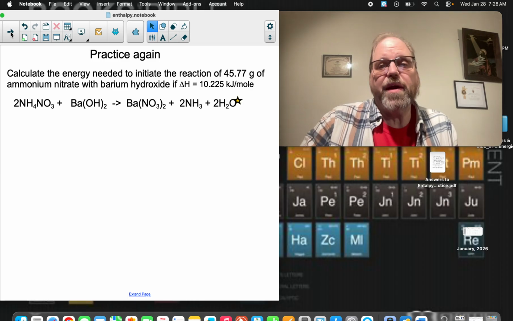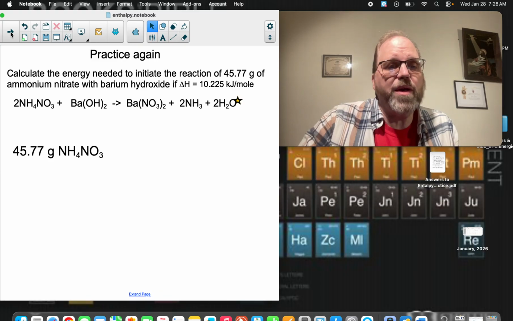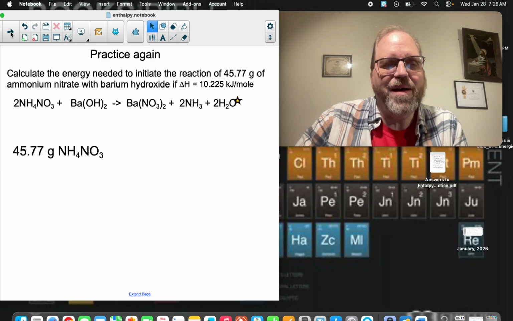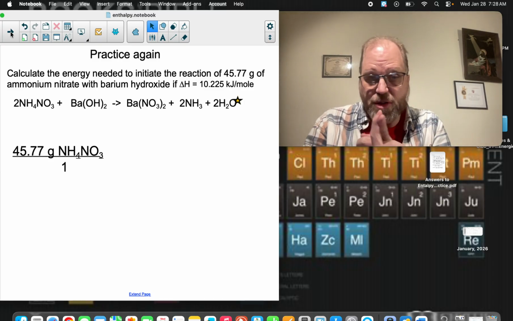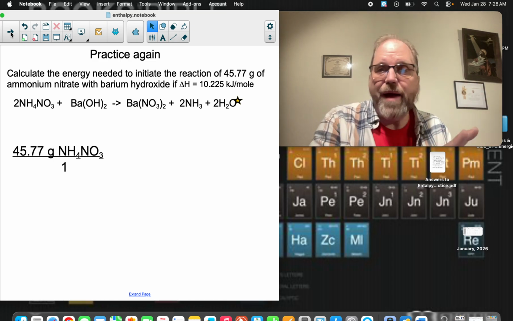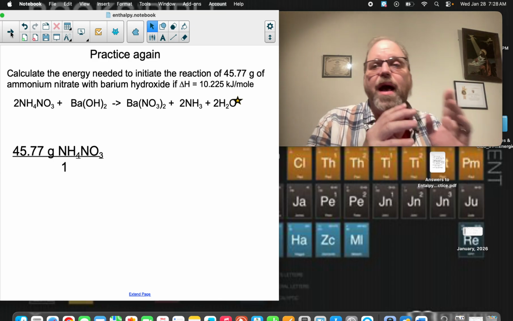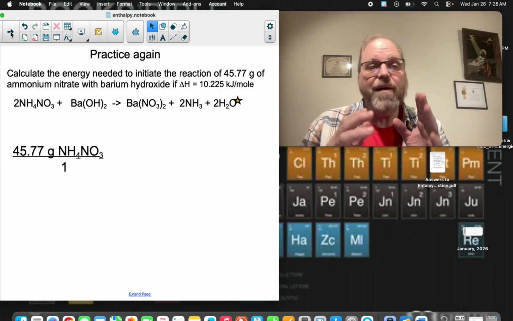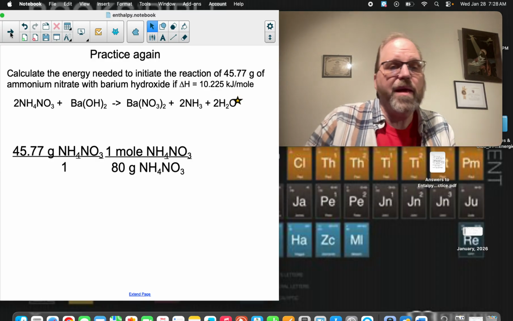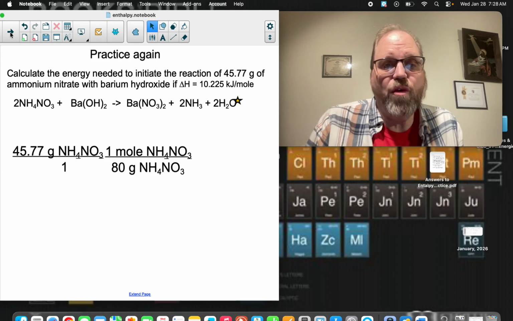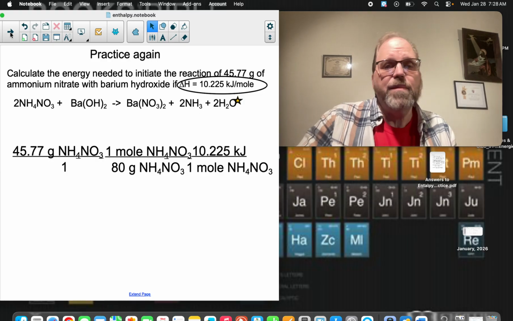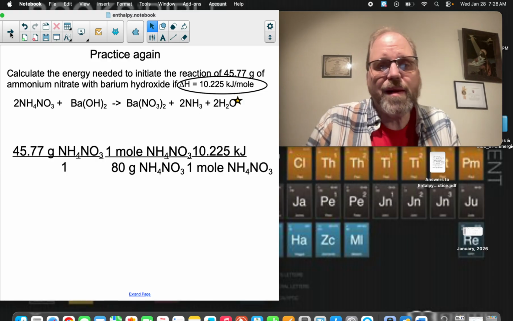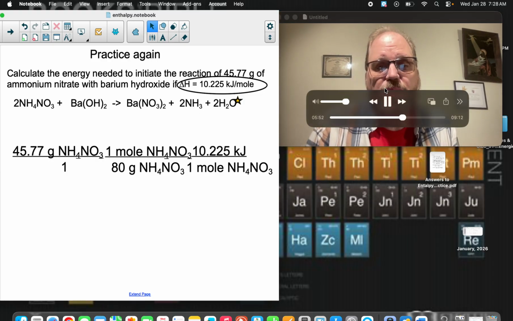All right, now we're going to start with the 45.77 grams of ammonium nitrate, over 1. Nitrogen's 14, times 2, there are 2 of them, so that's 28. Hydrogen 1 times 4, 4. Oxygen 16 times 3, 48. 48 plus 4 plus 28 gives us 80 grams of NH4NO3. Now again, I'm giving it per mole, so we actually don't need the reaction here. So we just put the value like that, 10.225 kilojoules per 1.